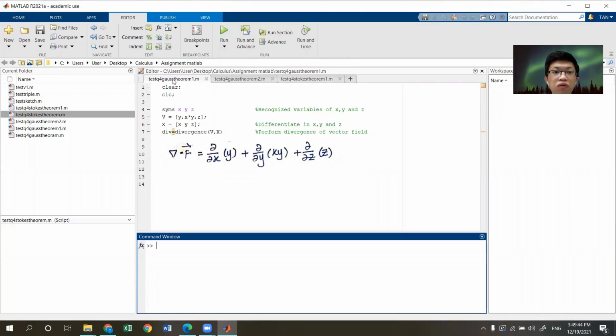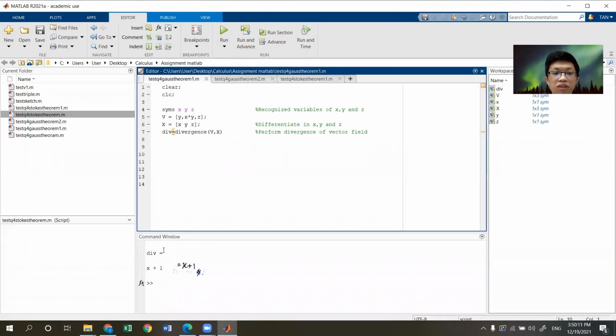For question 2, we need to find the divergence of the vector field. So this is the method code we use to find the divergence of the vector field. V is the vector F with components x, y, and z, and we differentiate with respect to x, y, and z. So we can find the divergence is equal to x plus 1.